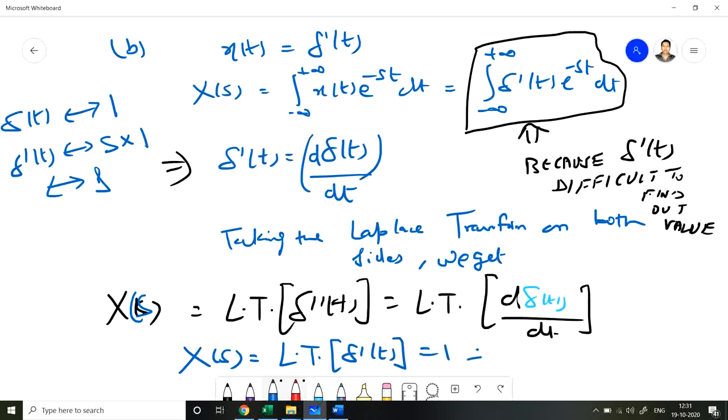It is equal to e raised to the power SB by A into the Laplace transform of del T. So it is equal to e raised to the power SB by A into 1, because the Laplace transform of del T is 1. Now we can use the time scaling property, scaling in the time domain property.